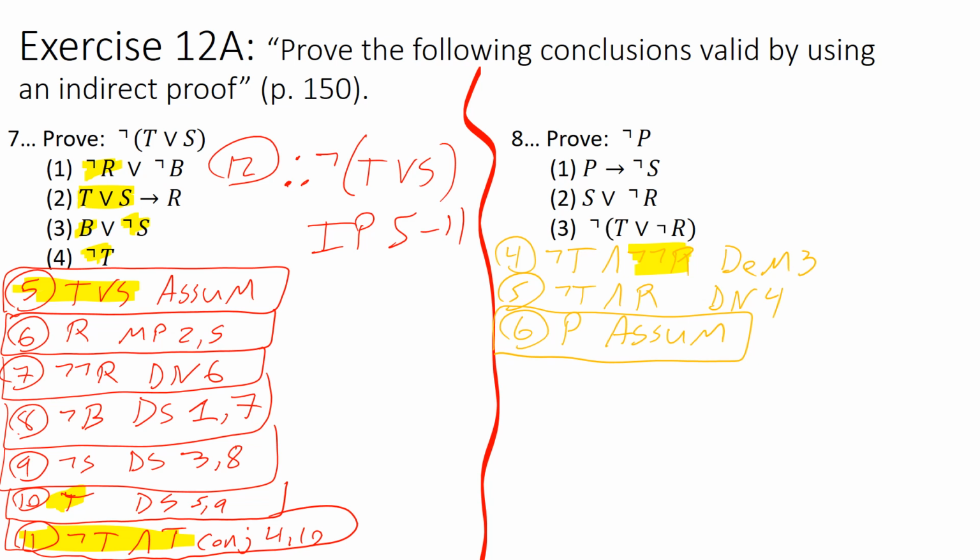And p appears in the first sentence. If p, then not s. So by modus ponens, we can get not s with sentences 1 and 6. In sentence 2, we have s or not r. We're denying s, so we can get not r. So for 8, we get not r by disjunctive syllogism.